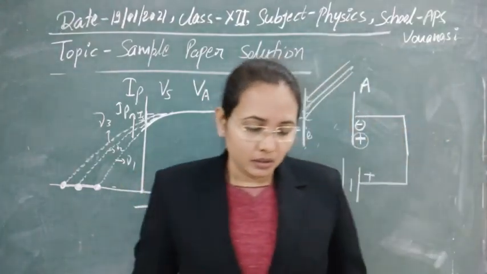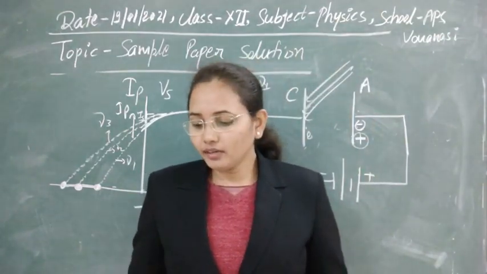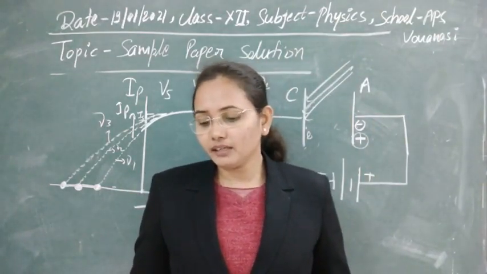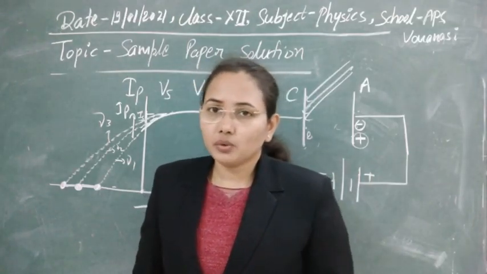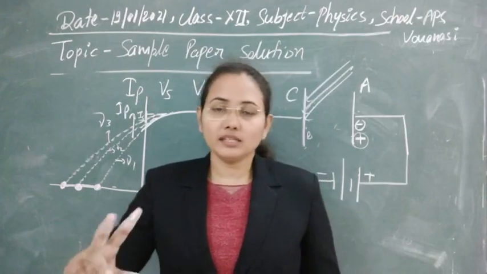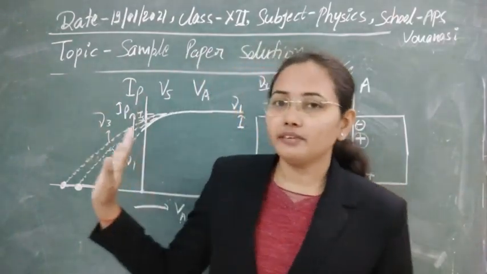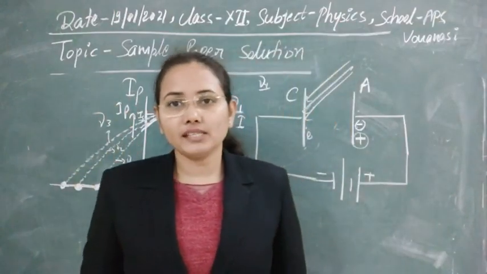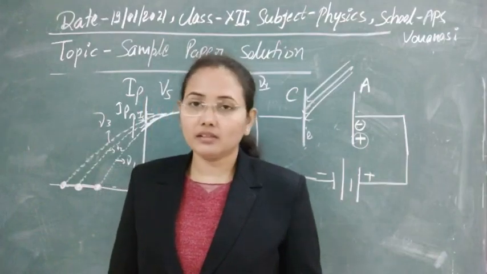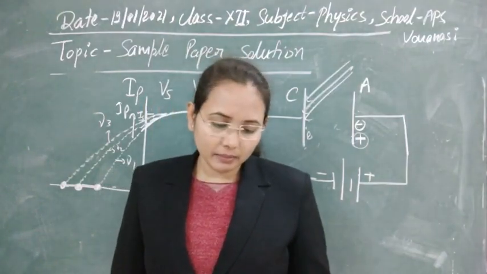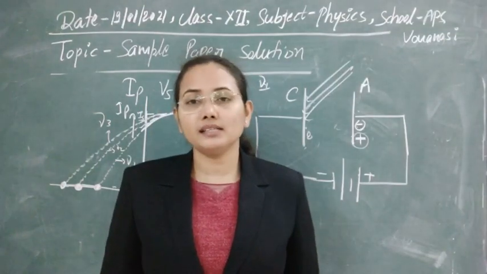Clear? Second question: the stopping potential varies for incident radiation of different intensities but the same frequency. As I just told you, two things are given here. First, in the first statement, in this graph, if we change the frequencies, then there will be a variation in the photoelectric current and the saturation current, but the intensity is the same there.